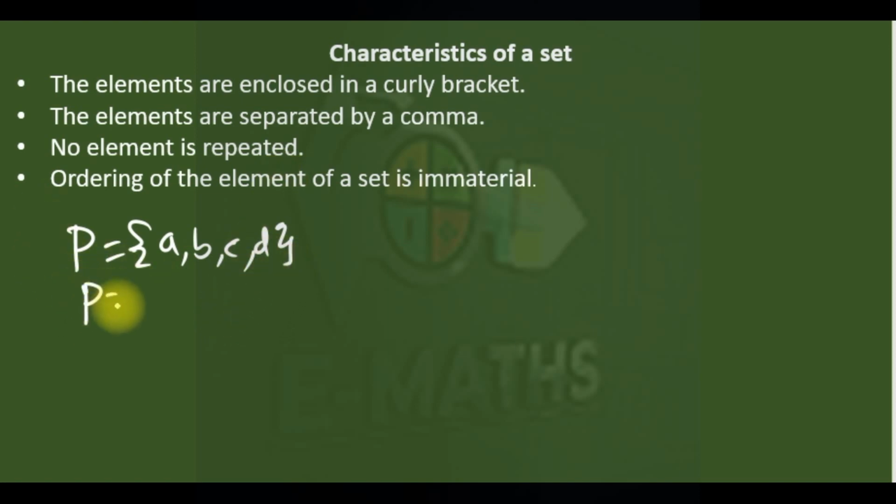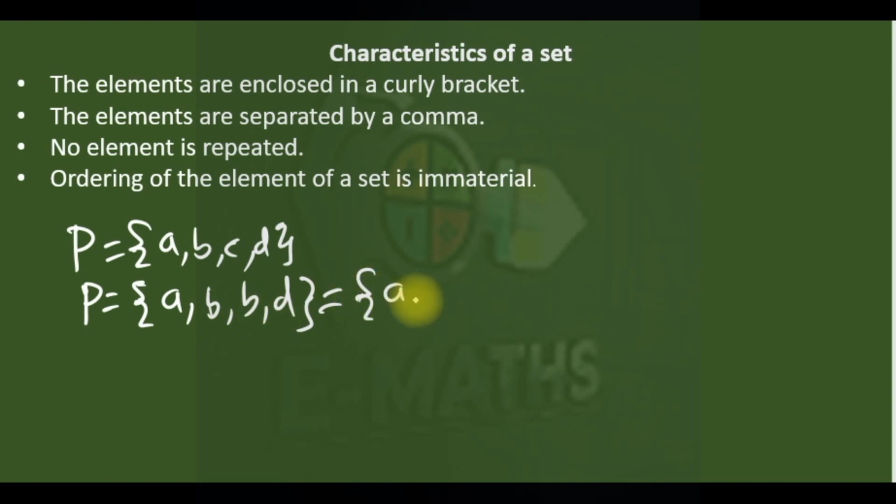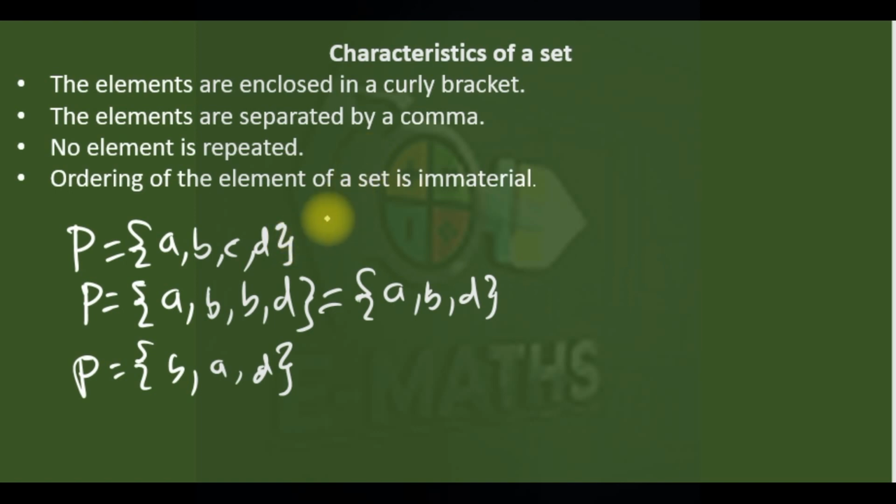Maybe if you have a set that has b two times, this is not allowed in sets. As you can see, we have two b's, but we don't write it in sets. We just write one of it. So that's the third characteristic. And the fourth one, ordering of elements is immaterial. So we don't order like this. We can still write the set P as b, a, d. So order doesn't matter. So those are the four major characteristics of set.